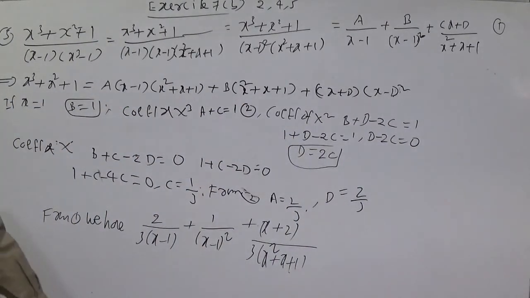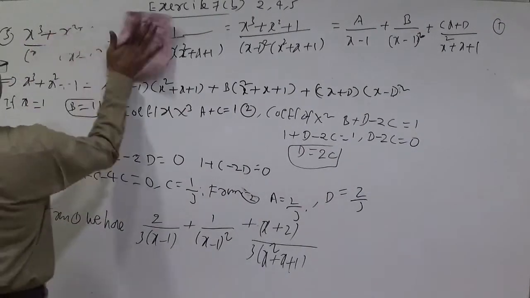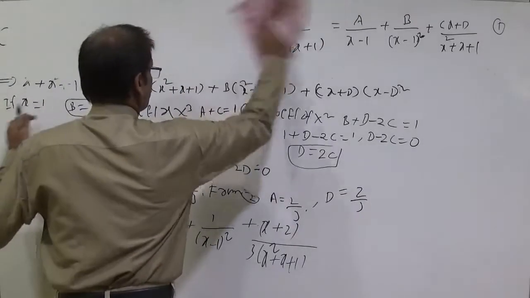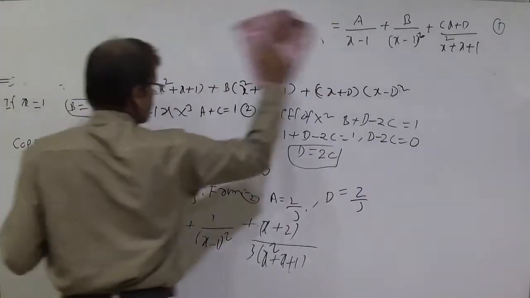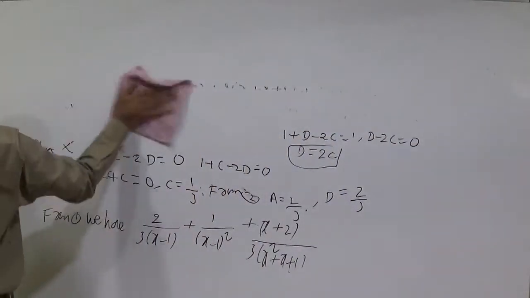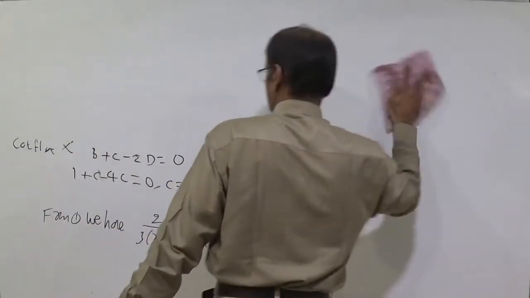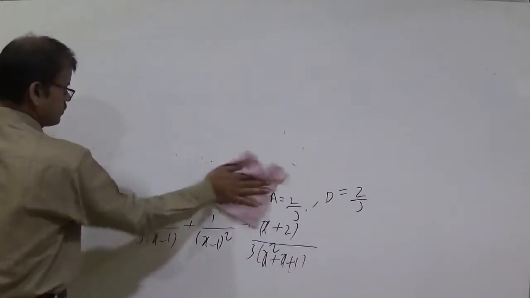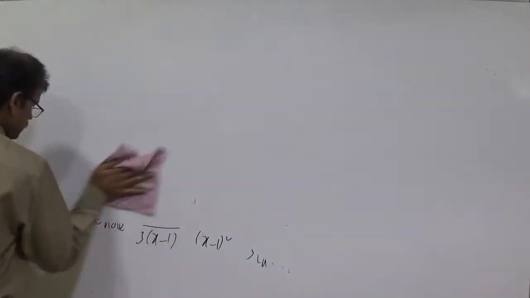Completed exercise 7b. So let us discuss the exercise 7c concept. Before going to discuss the concept, let us remember the formula of the division algorithm. Using the division algorithm, I think from 3rd class onwards you are learning the concept of division algorithm. Let us write now the division algorithm.